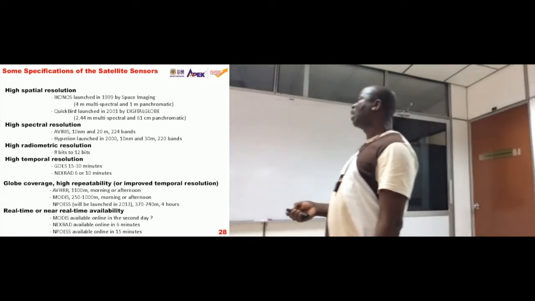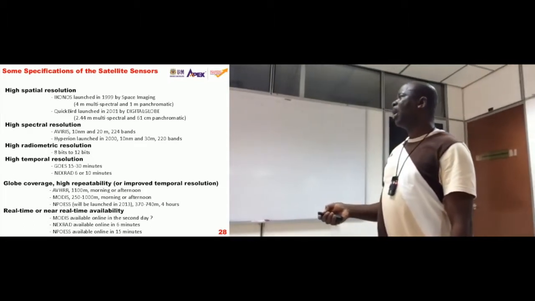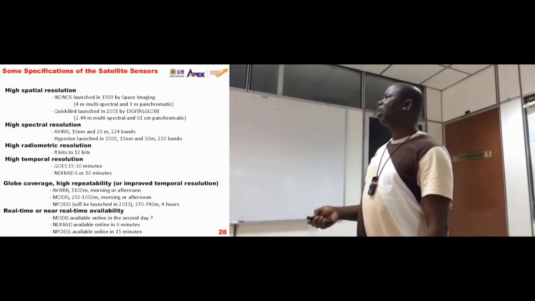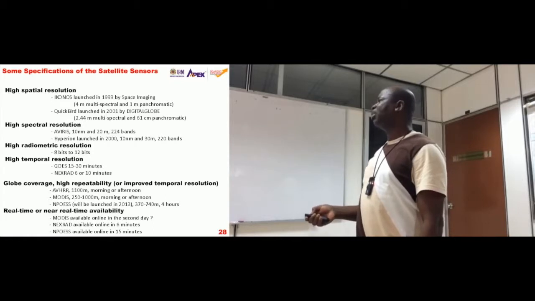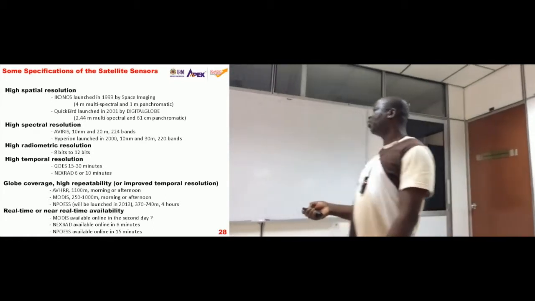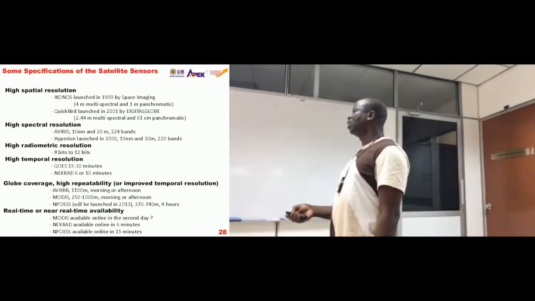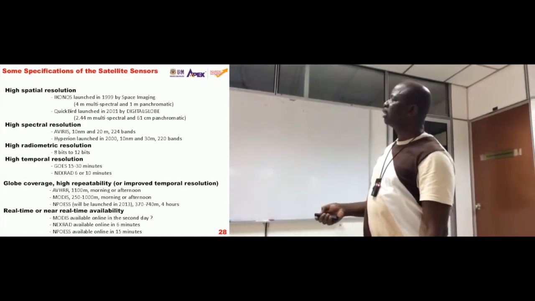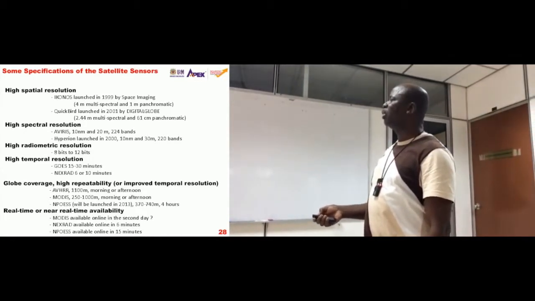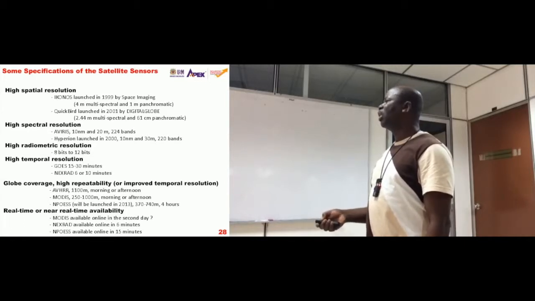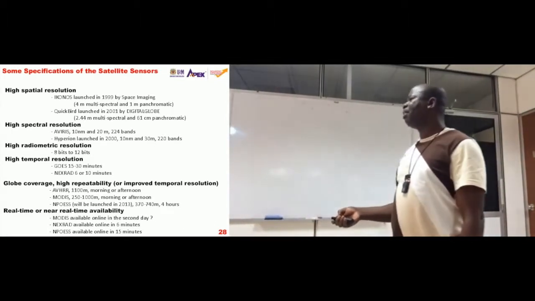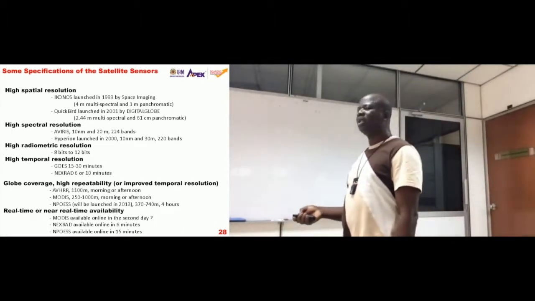The high temporal resolution sensors are GOES and NEXRAD. Then for global coverage and high repeatability to improve temporal resolution, these are the satellites that have the data, MODIS and so on. Then when you talk of real-time or near real-time availability, there are MODIS, NOAA, and then NPOESS.